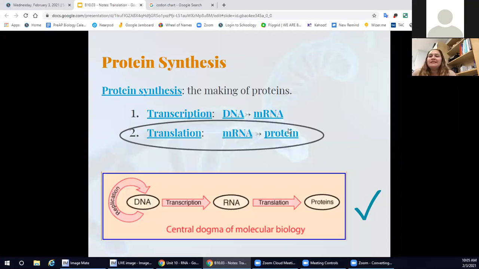So remember, protein synthesis is the making of proteins. Synthesis means to make, so yes, protein synthesis means to make proteins. We talked about the very first step, transcription, yesterday. That happens inside the nucleus with the DNA changing into mRNA. Well, now we're talking about step 2, which is translation. We're going to change mRNA into a protein.